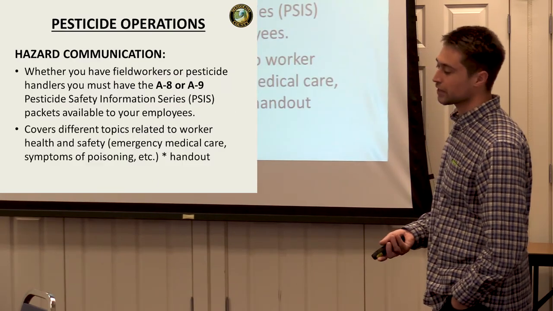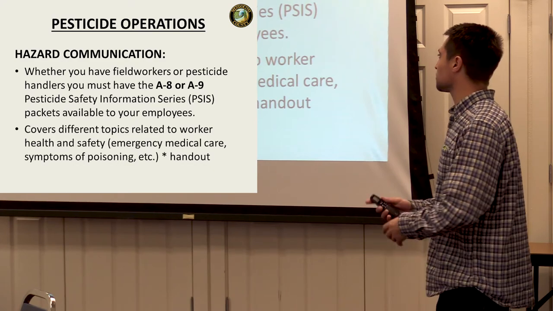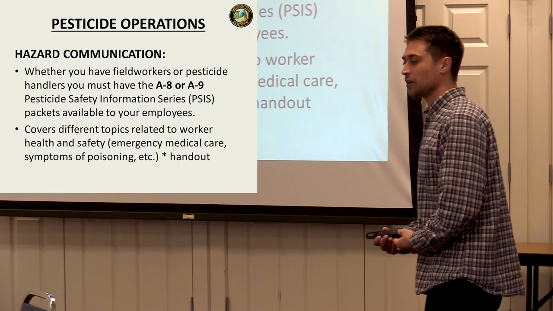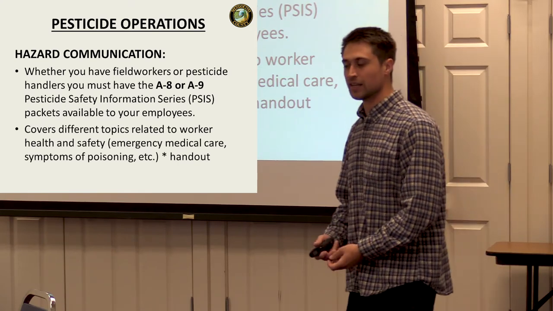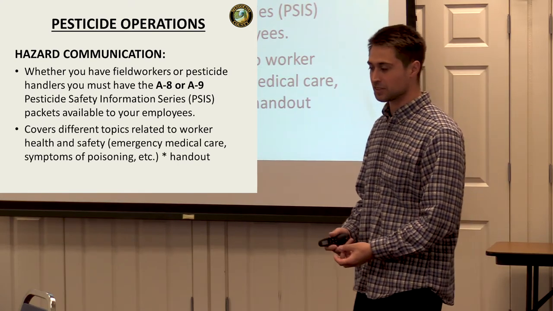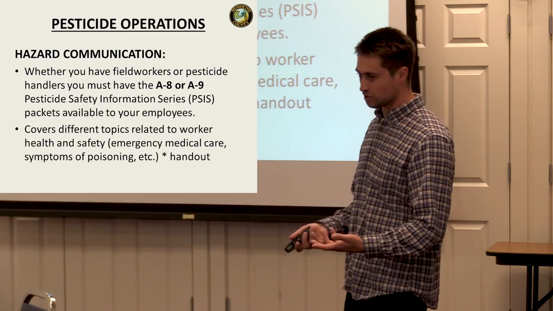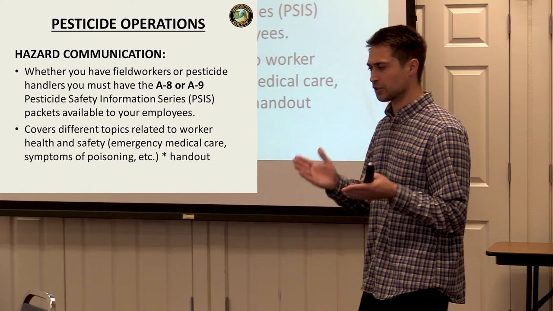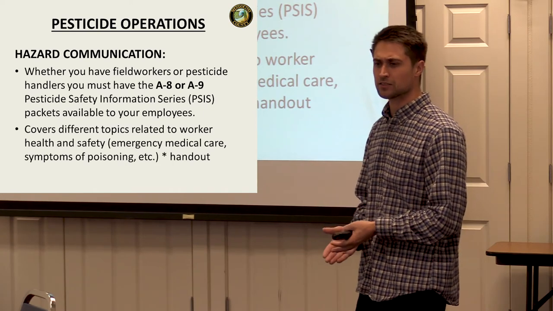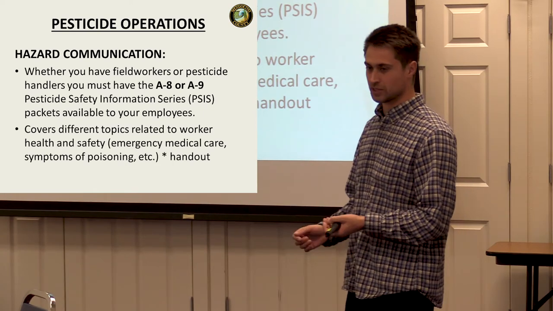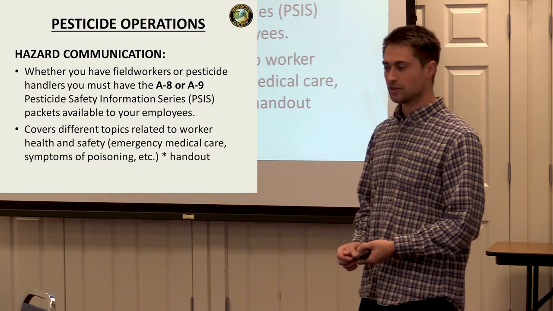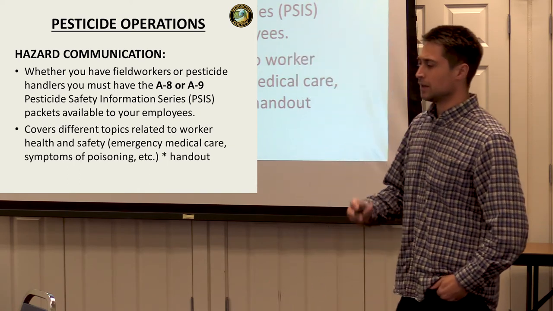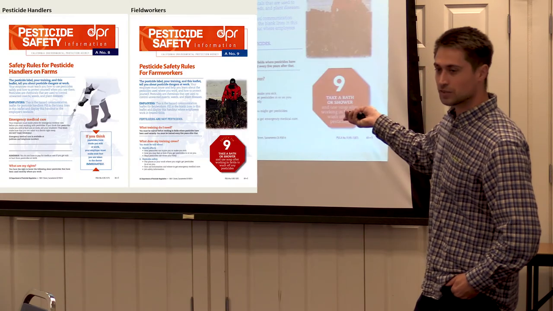So hazard communication. Whether you have field workers or handlers, you have to have what are called the A8s and A9s, the pesticide safety information series, available on site for your employees. These are kind of quick grab packets with information on worker health and safety, medical care, symptoms of poisoning, things like that. This is what they look like.